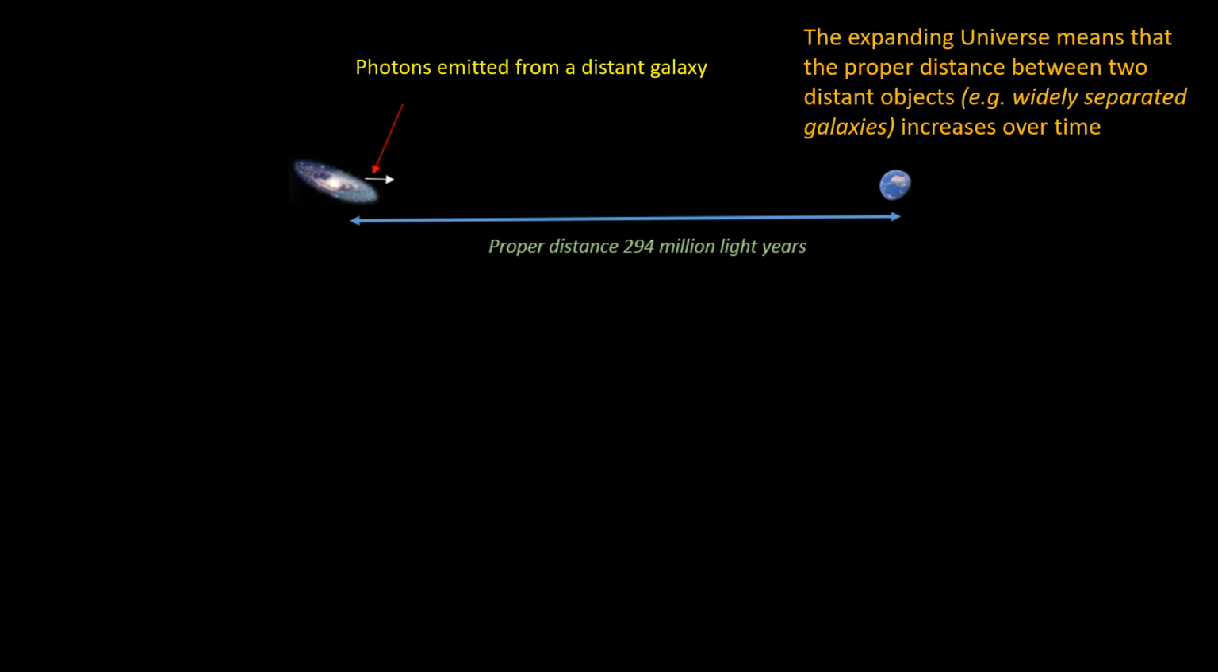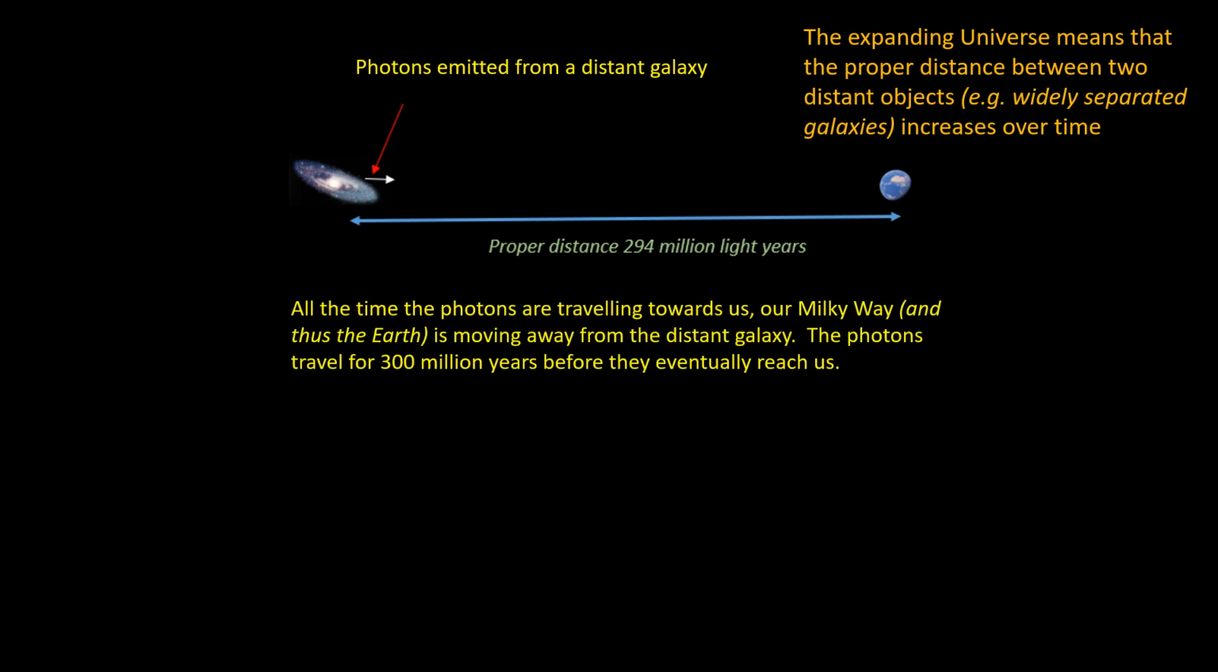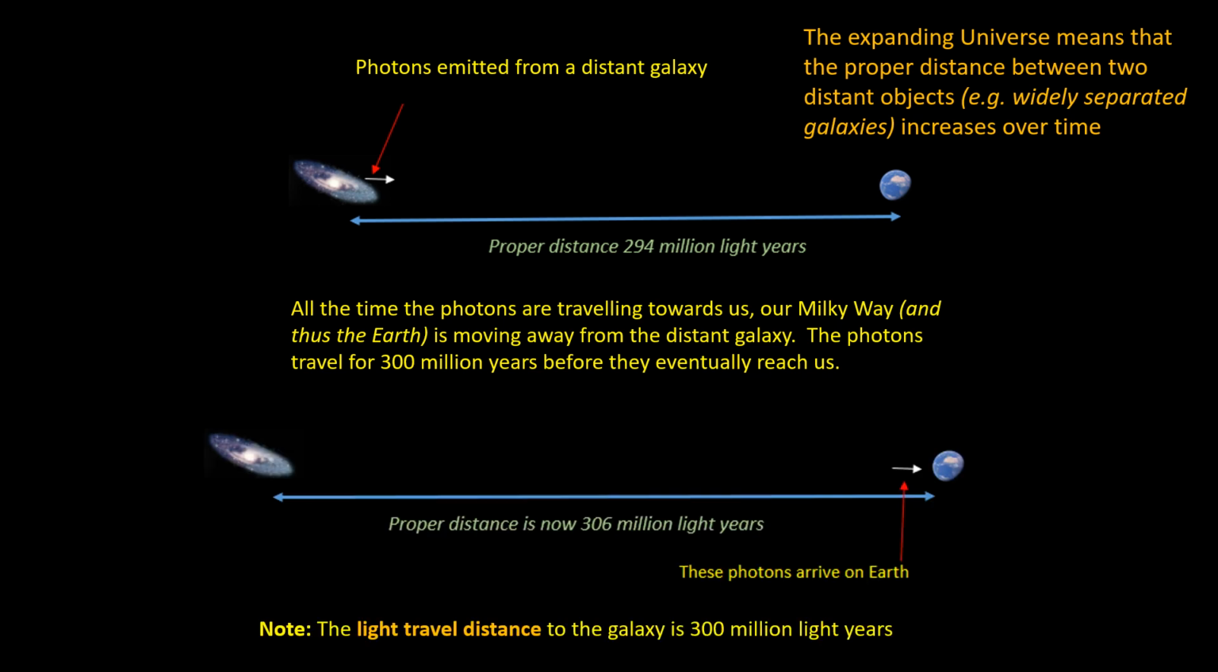Because of the expansion of the universe, the proper distance between two distant objects always increases with time. In this example, consider photons emitted from a distant galaxy 294 million light years away from Earth. As the galaxy is moving away from us and our Milky Way is moving away from the galaxy, the photons have to travel a bit further, 300 million years it takes them to reach us. When they do, the proper distance of the galaxy is now 306 million light years.